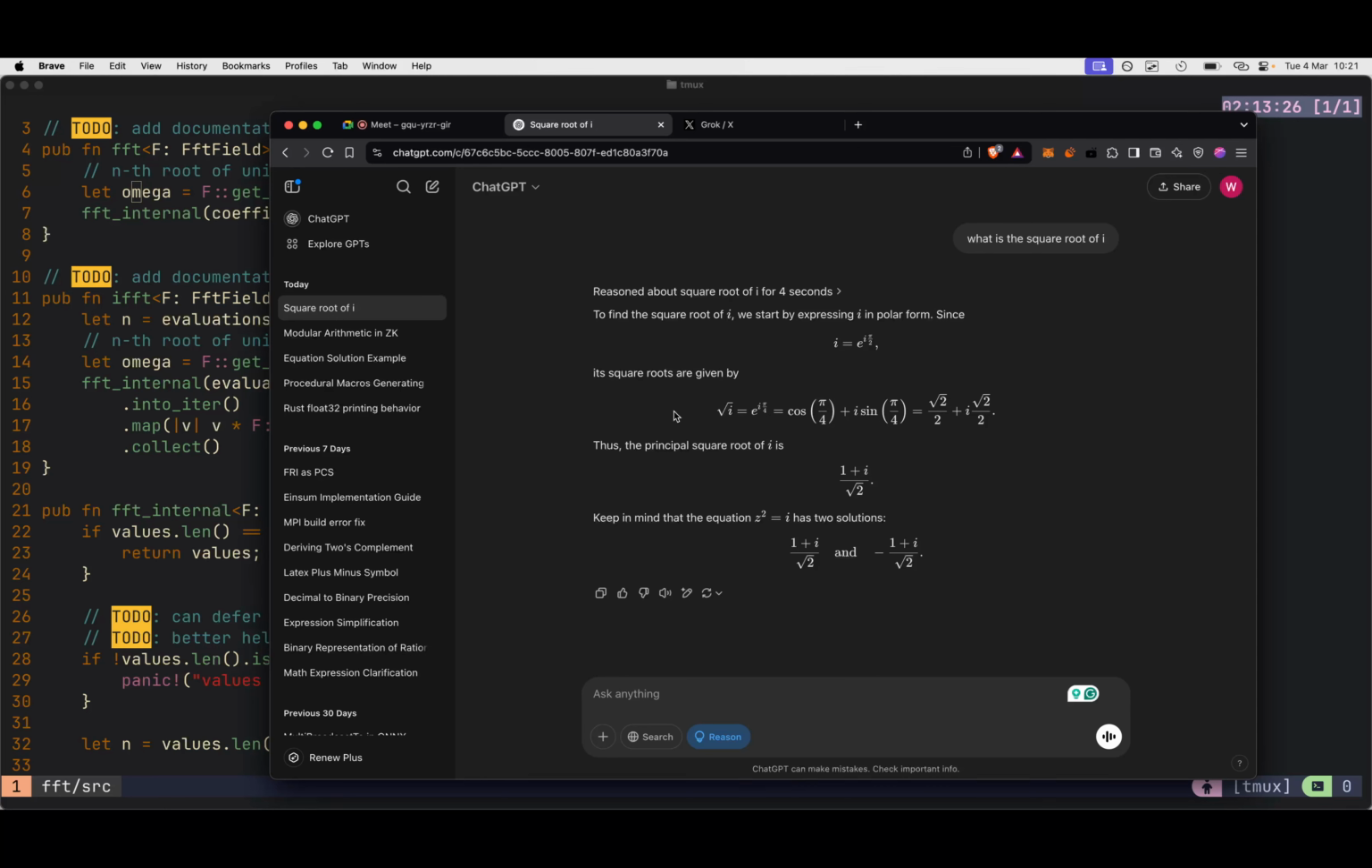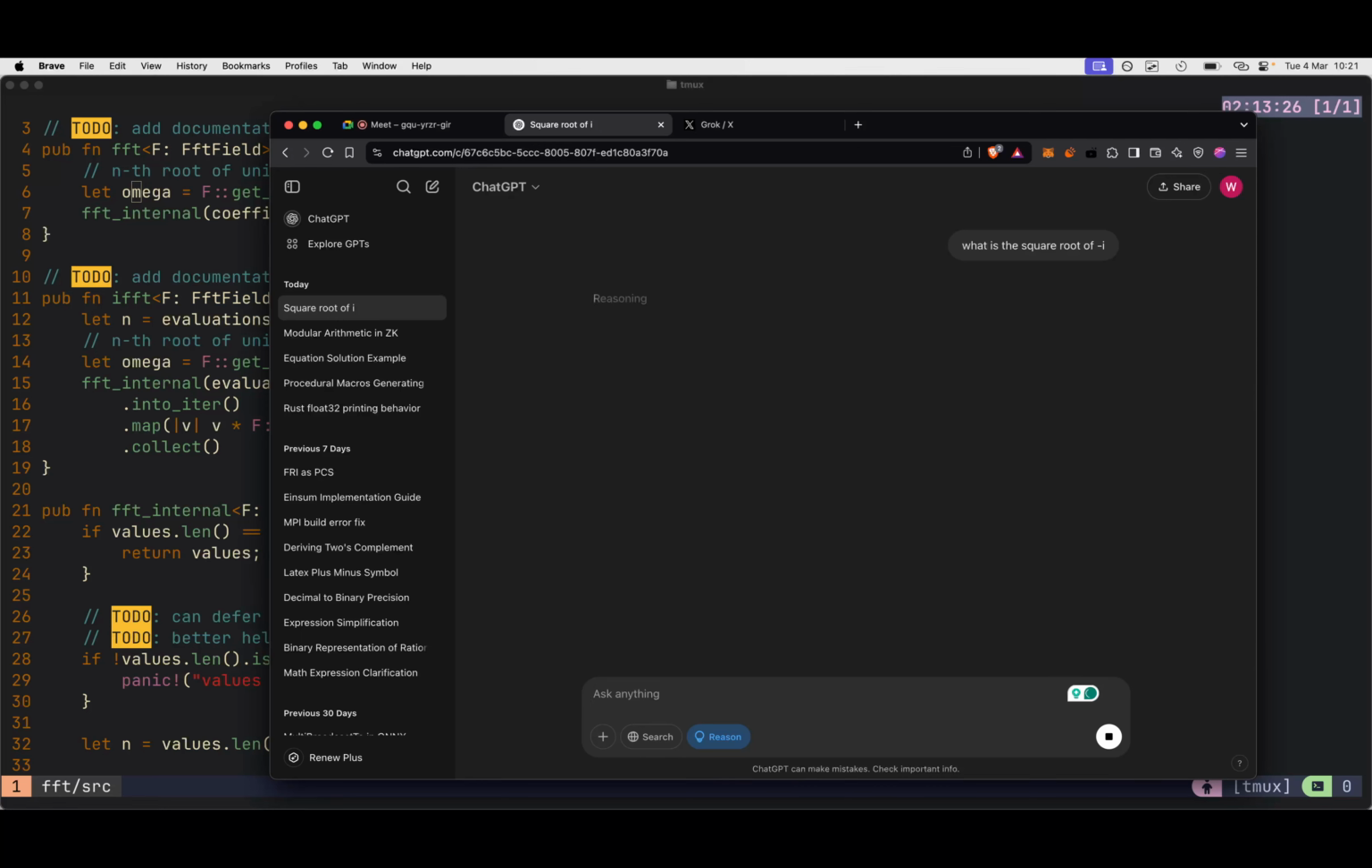For multiple reasons, for FFT and for, so like 1 plus i divided by root 2, minus 1 plus i. The message length is k. The blowup factor is, I don't know, they use a symbol for it. Okay, what's the square root of minus i?